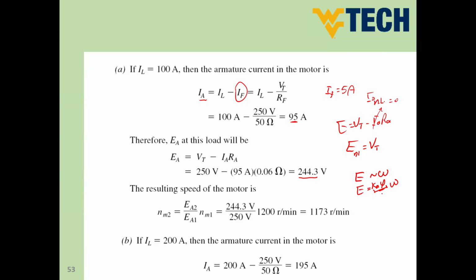So we can say now N for the second case equals E2 divide E1 times N at no load. So this is the new value of the EMF, 244.3, divide 250 at no load times the 1200 RPM at no load. So this is the new operating speed at 100 ampere. So as we mentioned, guys, 1173 RPM, it's less than the 1200 RPM. So this result makes sense to us.